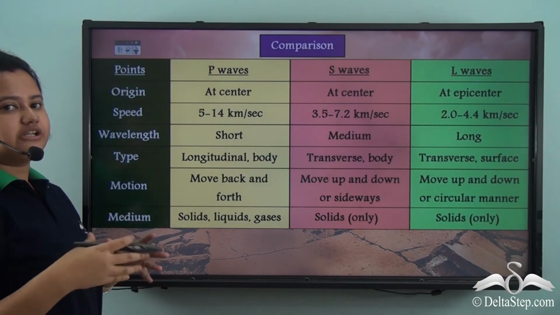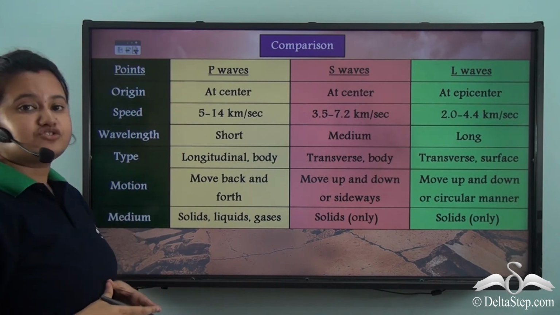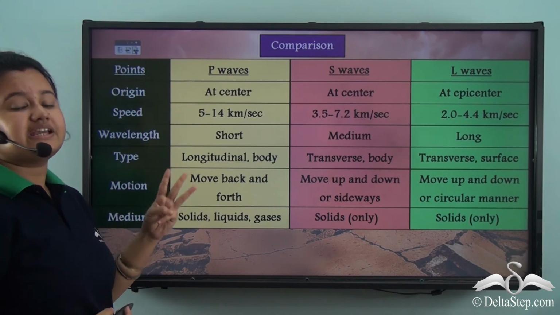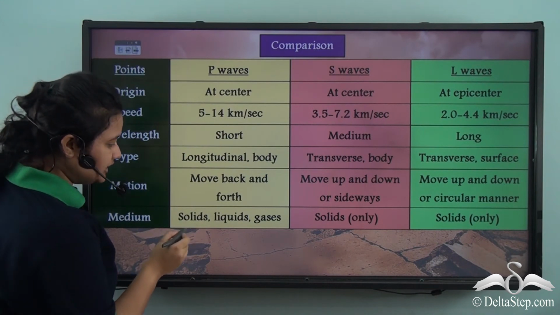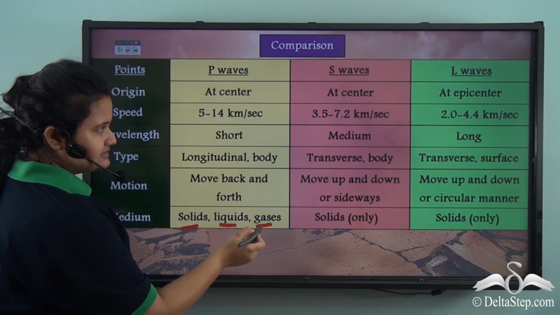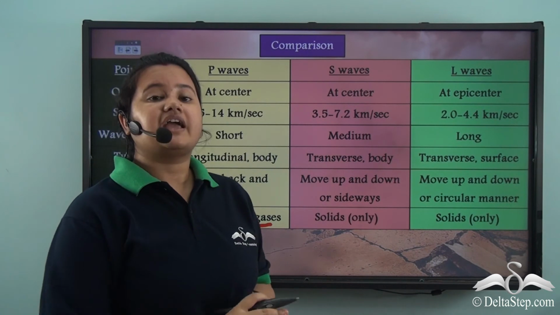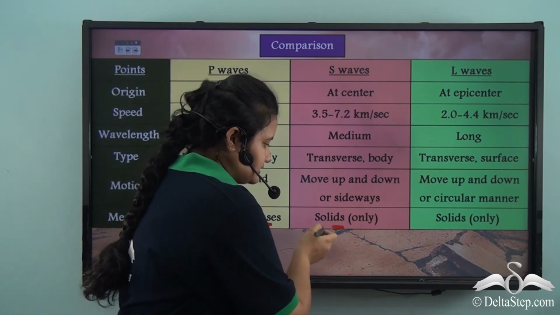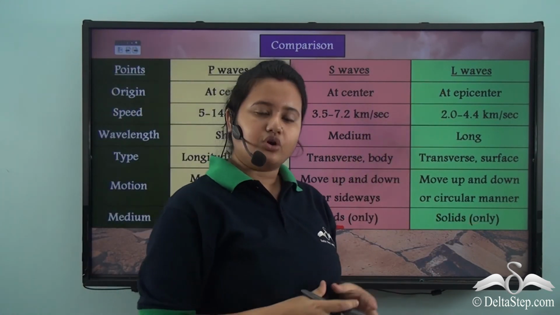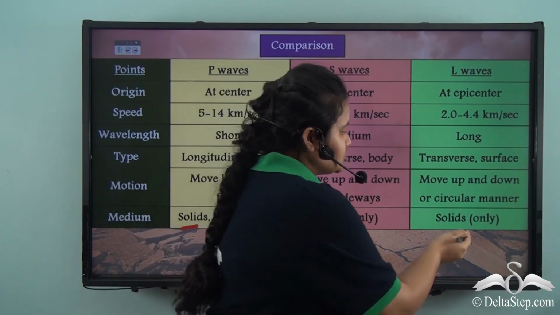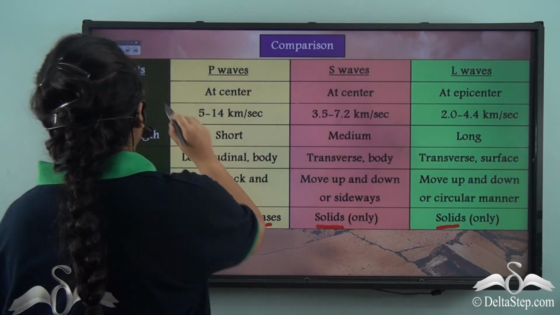As I have mentioned earlier, P waves can travel through all the three states of matter, that is, solids, liquids and gases. S waves can only travel through solids. L waves also can only travel through solids.